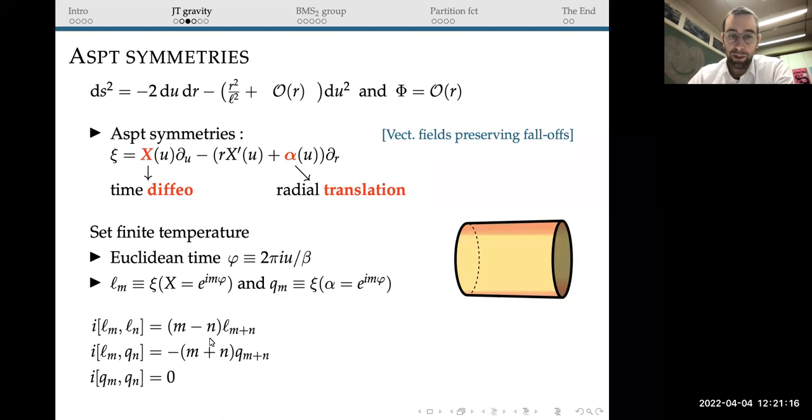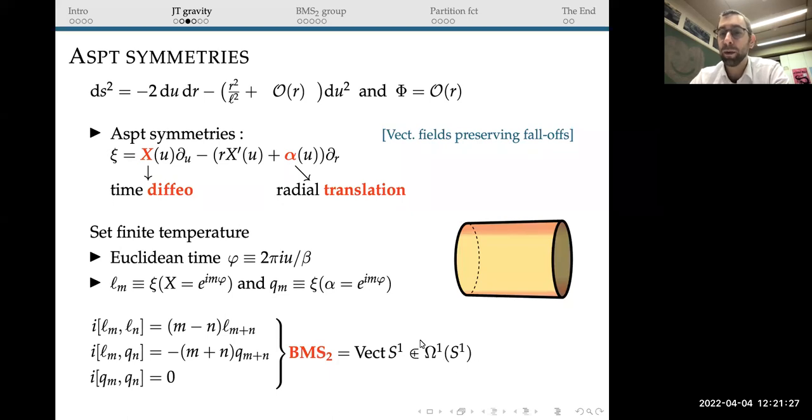Now, this by definition is the BMS2 algebra without central extensions. And abstractly, it takes the form of a semidirect sum between an algebra of vector fields on the circle, that's the first line, and an abelian algebra of one-forms on the circle, that's the last line. And the fact that vector fields act on one-forms is given by this second line here.